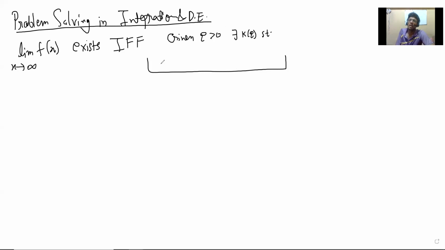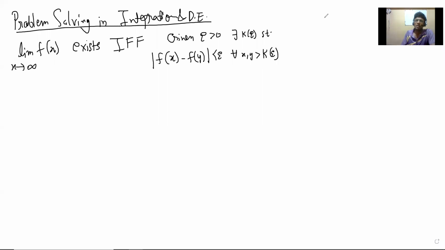And it's not something very surprising, because it's just similar to the Cauchy criterion. But let's see: such that the modulus of f(x) minus f(y) is less than epsilon for any x and y bigger than k(epsilon). Right? So first, someone try to prove the easy direction. Is the statement clear?